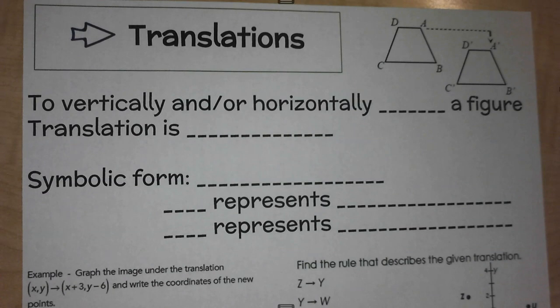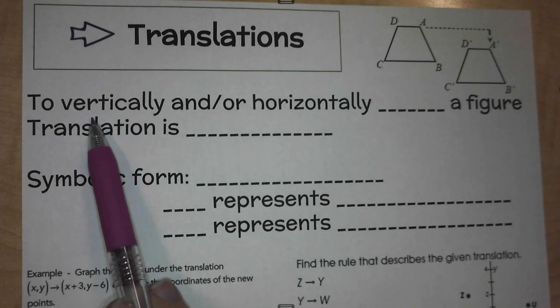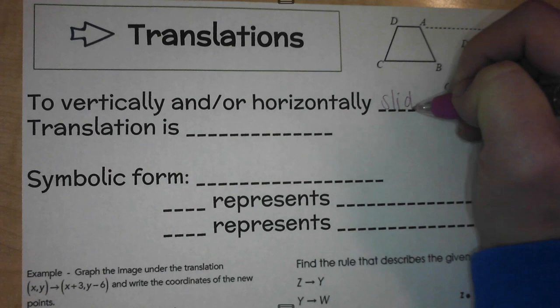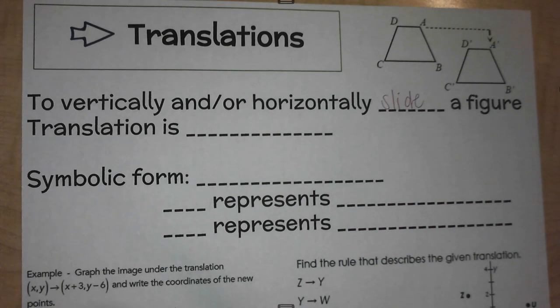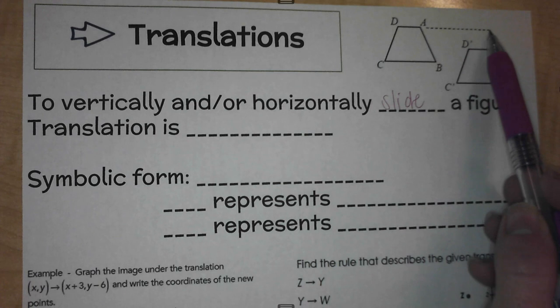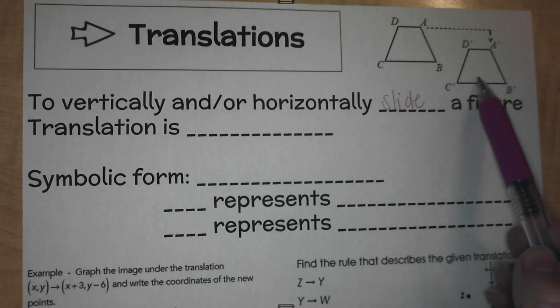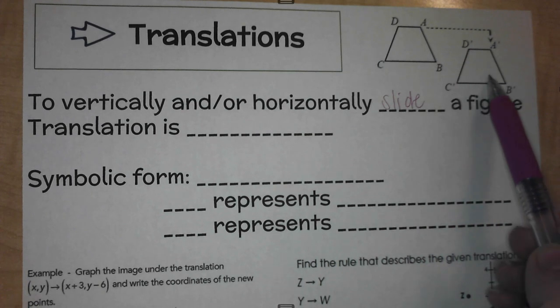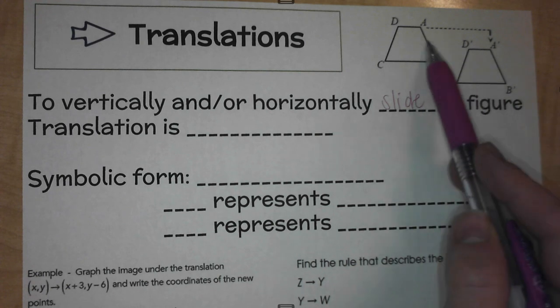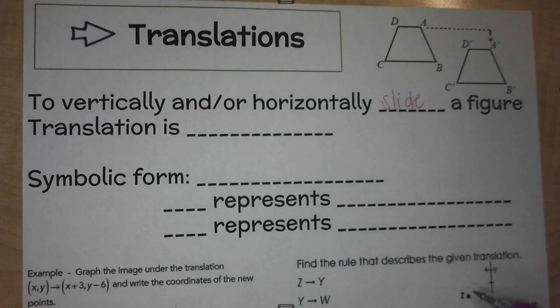Translations. What is a translation? It is a movement to vertically or horizontally slide a figure. So this is our first image, and we're just sliding it to the right and then down. And then this is where our second figure ends up. So that's all a translation is. It's just moving left and right and up and down, not changing anything about it besides that.